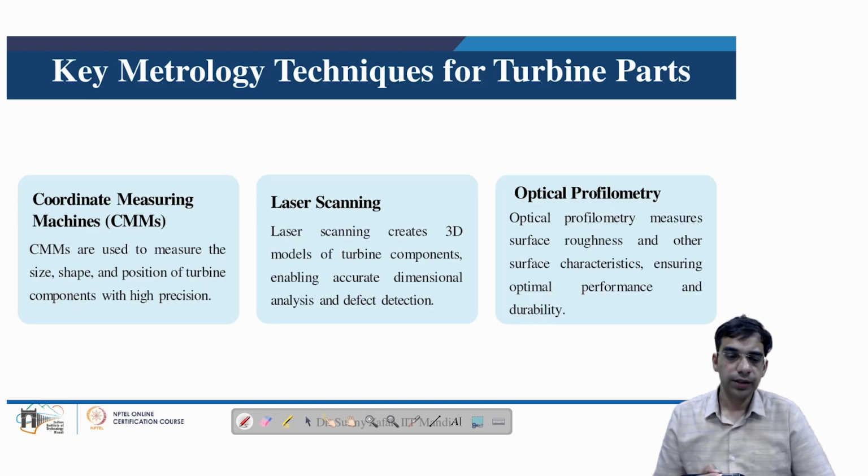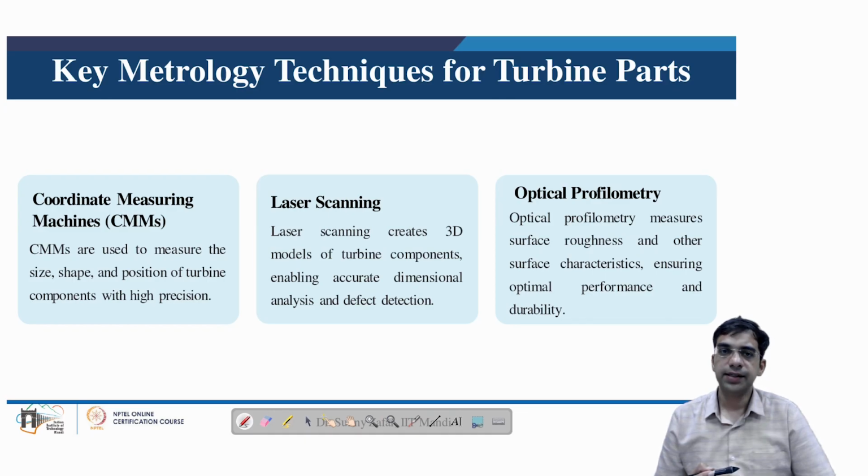So in terms of modern metrology techniques which are used in turbine parts, these include the use of coordinate measuring machines or CMMs, laser scanning equipment, and optical profilometry. We will see the details of each of them. Coordinate measuring machines or CMMs are basically used to measure shape, size and position of the turbine components with high precision. High precision here means with good repeatability.